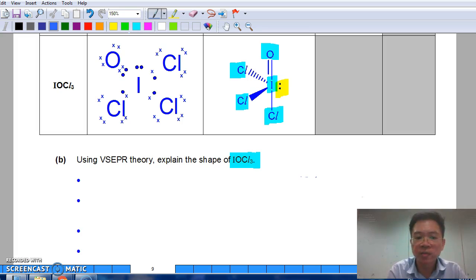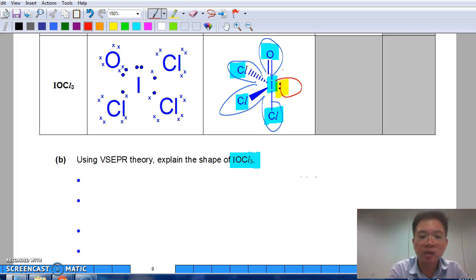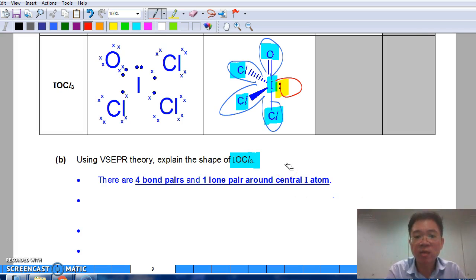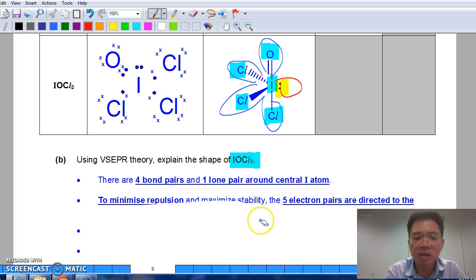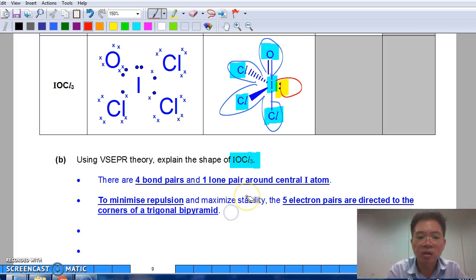Remember, in the lecture, I mentioned that the first thing to mention is the number of bond pairs and lone pairs. As you can see here, we have 1, 2, 3, 4 bond pairs and 1 lone pair. So 4 bond pairs, 1 lone pair around the center atom I. These 5 electron pairs, to minimize repulsion and to maximize stability, are directed to the corners of a trigonal bipyramid. That's the basic shape.